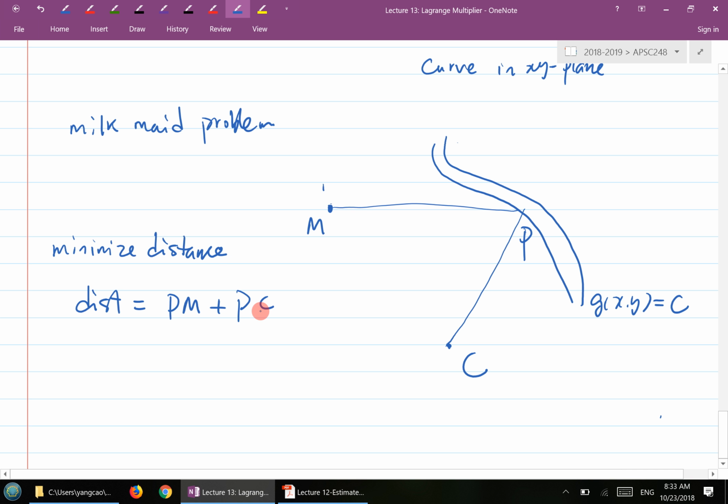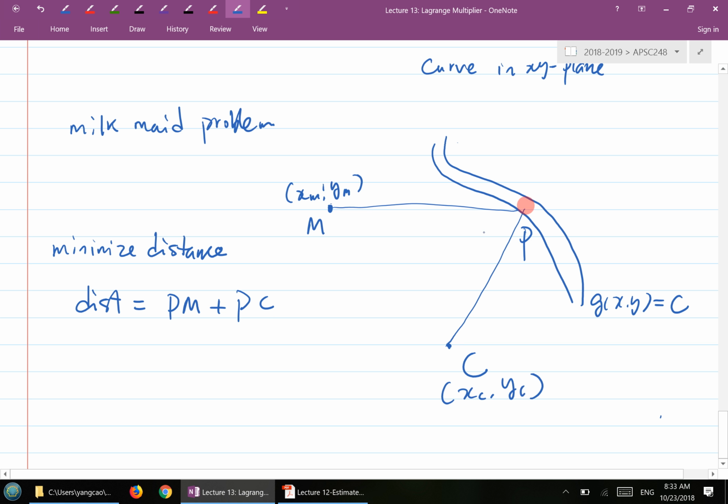Now bear in mind the locations of the initial point and finishing point are known. So let's call this XM, YM, and let's call this XC, YC. So these two locations are given.